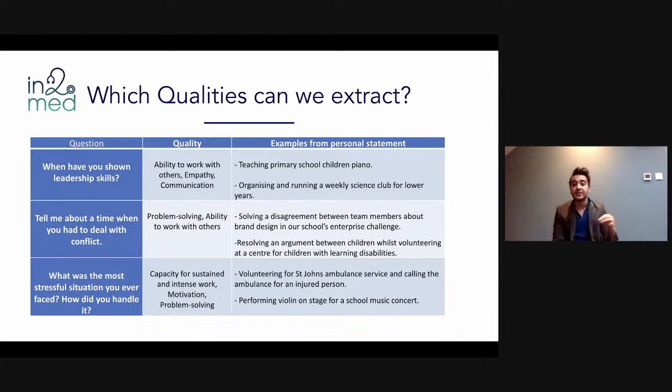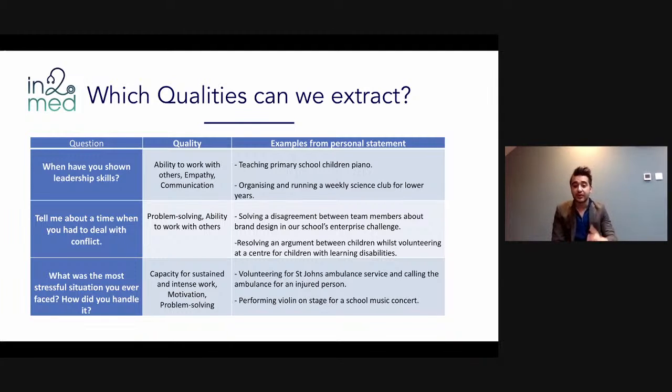But if you are able to draw on an experience from your personal statement, you'll know a lot more about it. So again, using the formula, the qualities that they're looking to see is not just someone who got really stressed. It's someone who overcame that stress, for example, by being really dedicated, by being motivated, and also problem solving. So whilst this question is asking about a negative experience, the qualities that they're looking to see is how you overcame that negative experience. And once you understand that, it's very easy to pick any example.